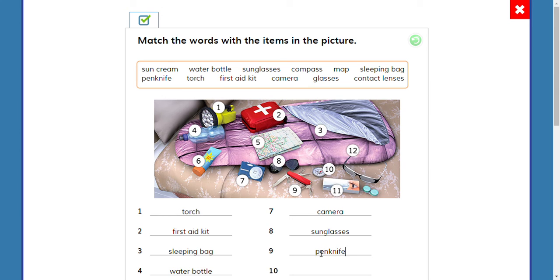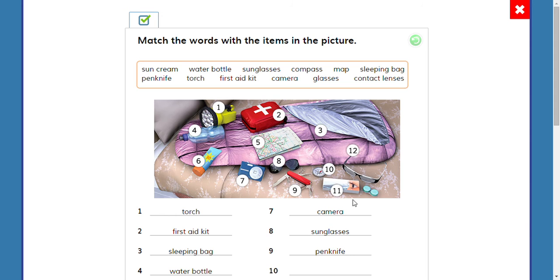Teacher, what's a pen knife? Okay, this is a tool that has many things like scissors, like this. Look, a knife, and many things. Some people say Swiss Army knife. Number 10.